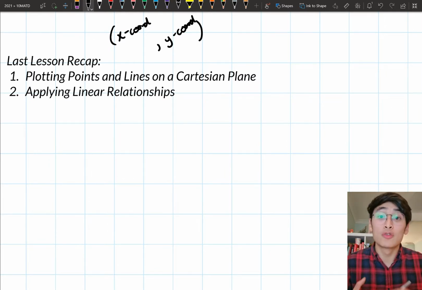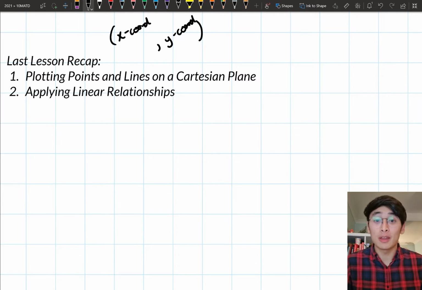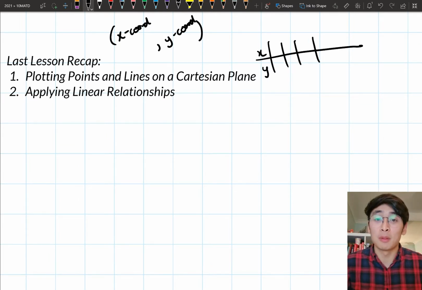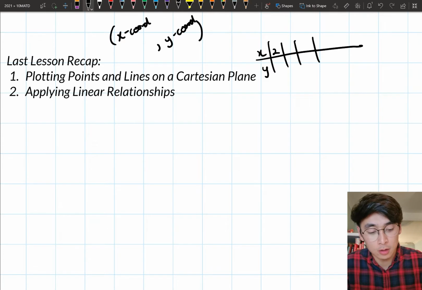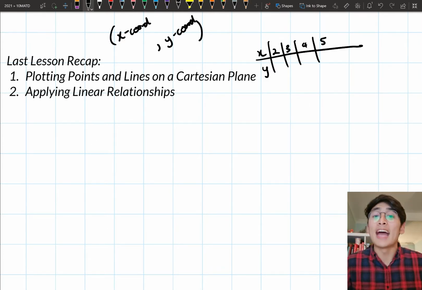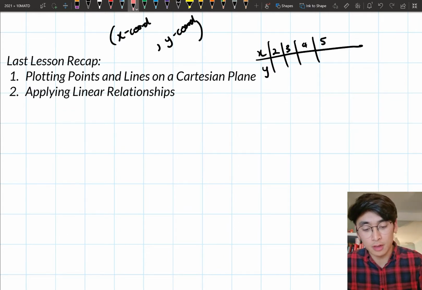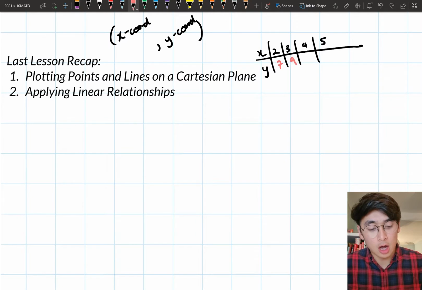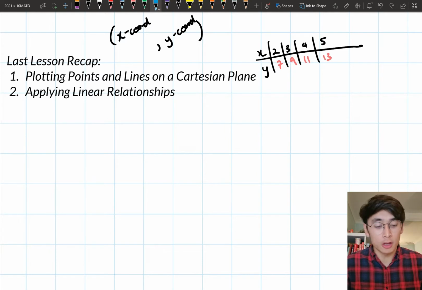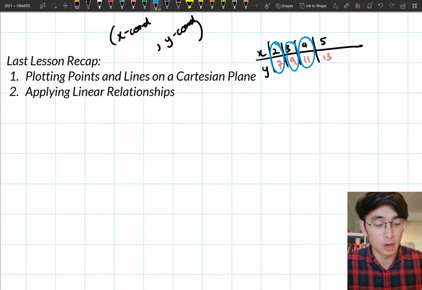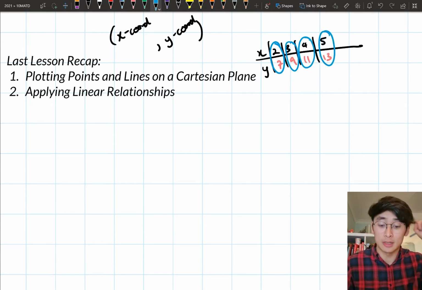The other thing that we did was draw linear relationships on a Cartesian plane. The way that we did this is we drew up a table of values with x and y values. We filled in our table with the x values that we wanted, for example, 2, 3, 4, 5. Then we substituted these x values into our rule and got different numbers, for example, 7, 9, 11, 13. Then we can plot each one of these as a coordinate. So this was 2, 7, 3, 9, 4, 11, and 5, 13.